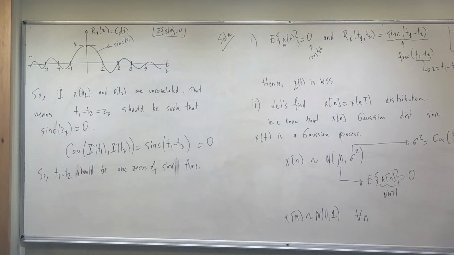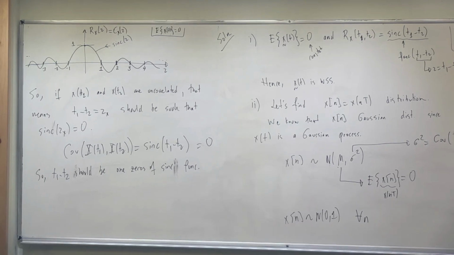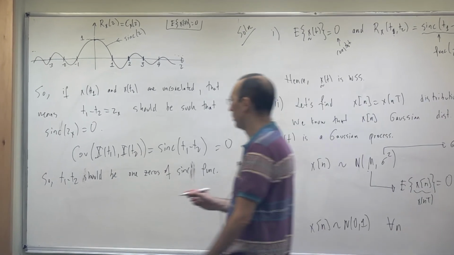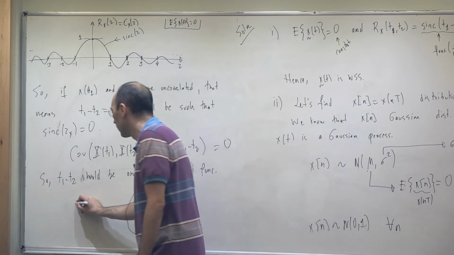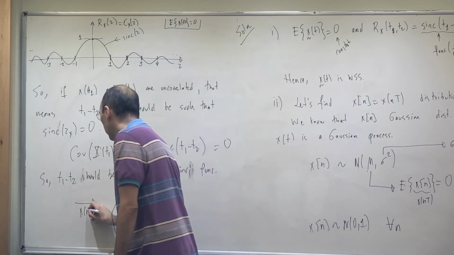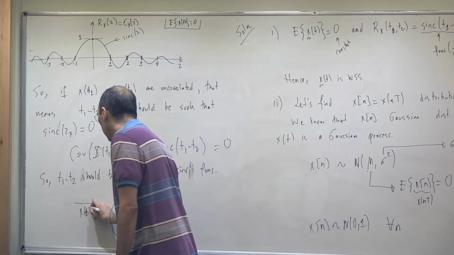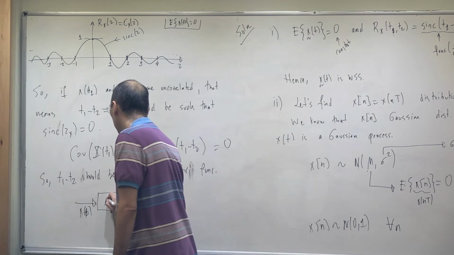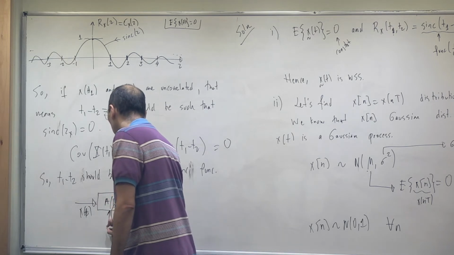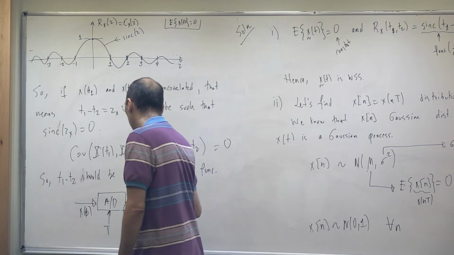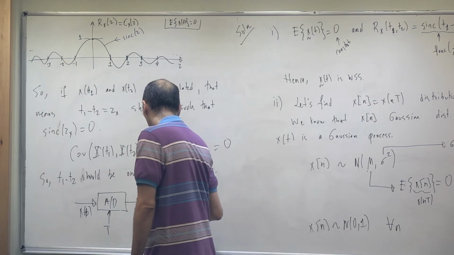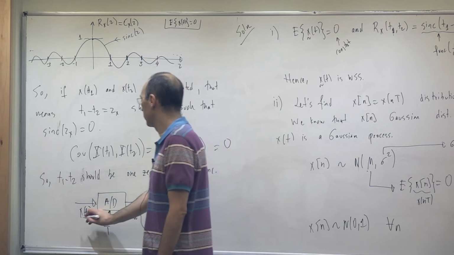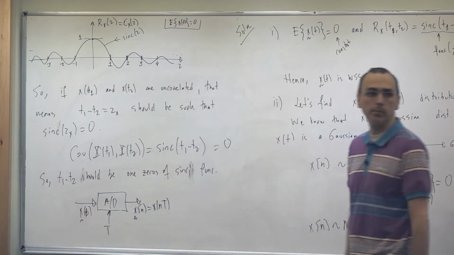So this is only for 2 samples. So if you have 3 samples, 4 samples, 5 samples, and so on, what's your conclusion? How can I select my sampling rate? Please remember, now x of t is entering this kind of converter, and I have x of n going out. This is the sampler. Okay, I'm sampling.